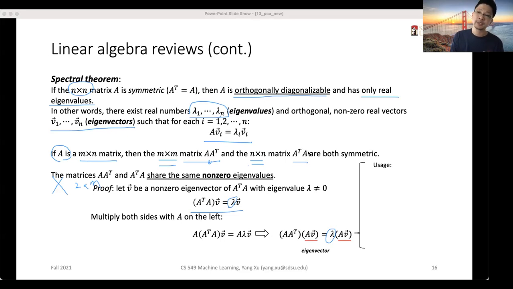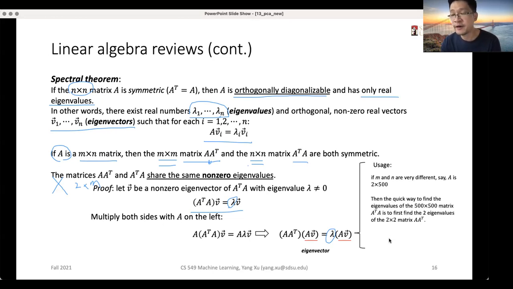Because when our matrix is 2 by m and m is very big, really a big matrix, if we want to solve a 500 by 500 matrix eigenvector problem, then it's a very difficult one. So the quick way is to use A times A transpose, which results in a 2 by 2 matrix, a much smaller matrix. But it has the same non-zero eigenvalues as the 500 by 500 matrix. So it makes things easier. Depending on the shape of your matrix, you can always choose the smaller size matrix. And all the other 498 eigenvalues are all zero, so for analysis purposes, they don't mean anything.